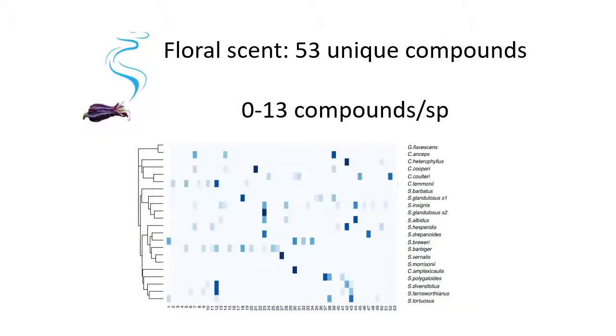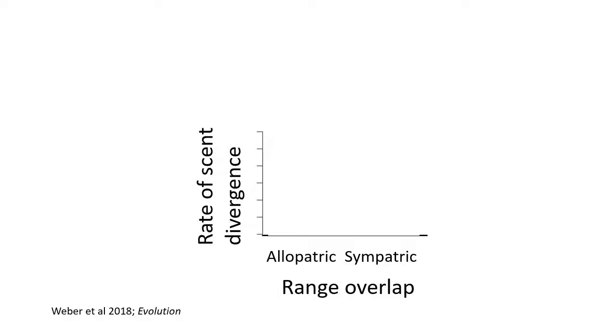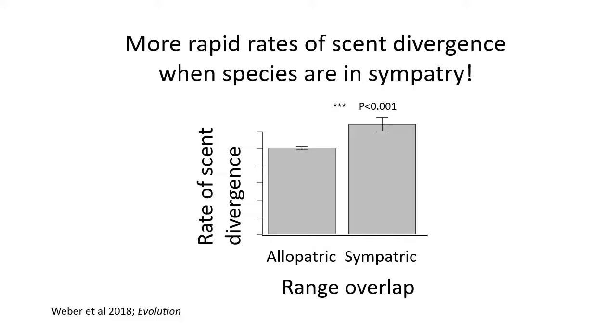For scent, we isolated 53 unique compounds, and there are 0 to 13 compounds per species. And in contrast to floral size, floral scent is highly diverged between close relatives and less diverged as phylogenetic distance decreases. So what is the rate of scent divergence, the evolutionary rate of scent divergence, as a function of whether or not ranges overlap or don't? What we found was that there was a much more rapid rate of scent divergence when species are in sympatry. So much faster evolution in scent when species are in sympatry.